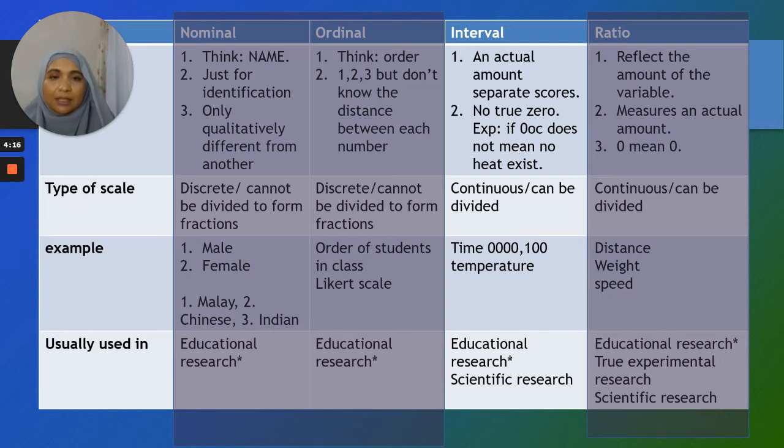The interval scale is continuous, so it can be divided. Another example of the interval scale is time. 12 o'clock midnight is 0000, but just because it's 0000 doesn't mean that there's no time. It's just labeled as 0000 for that particular time. The other example is temperature. Other examples are the IQ test and EQ test, which are considered to be on the interval scale. Many of these are used in educational research, but also in scientific research.